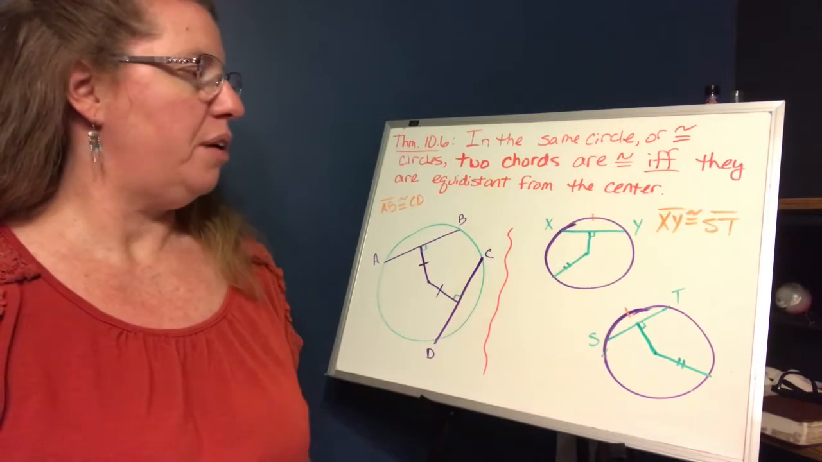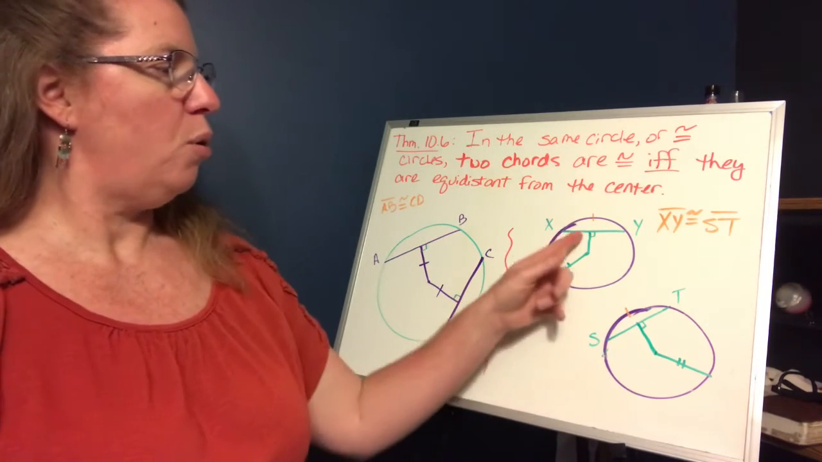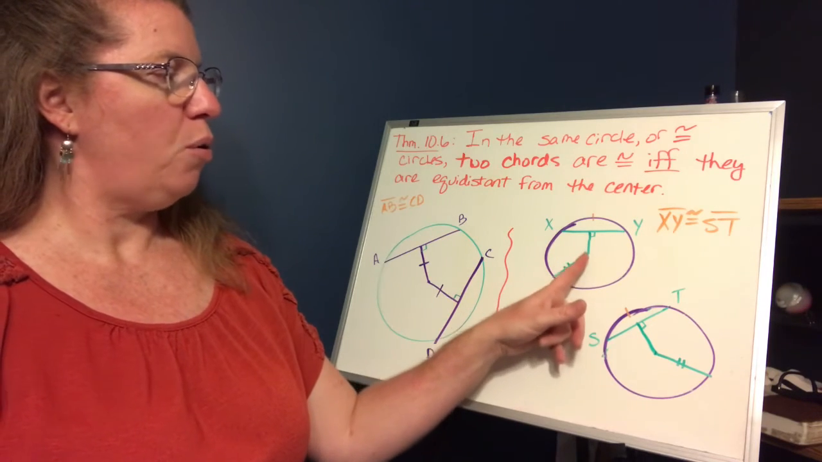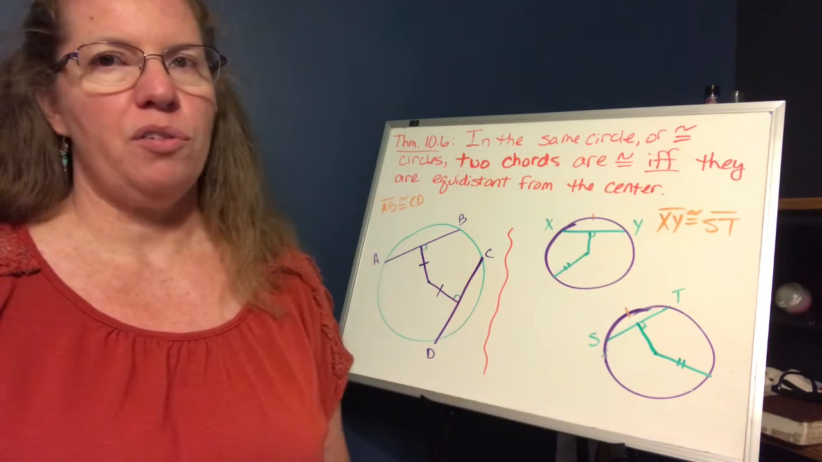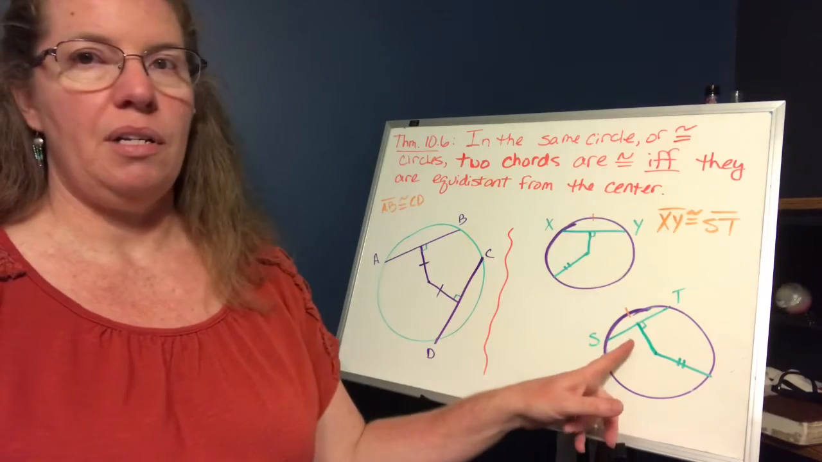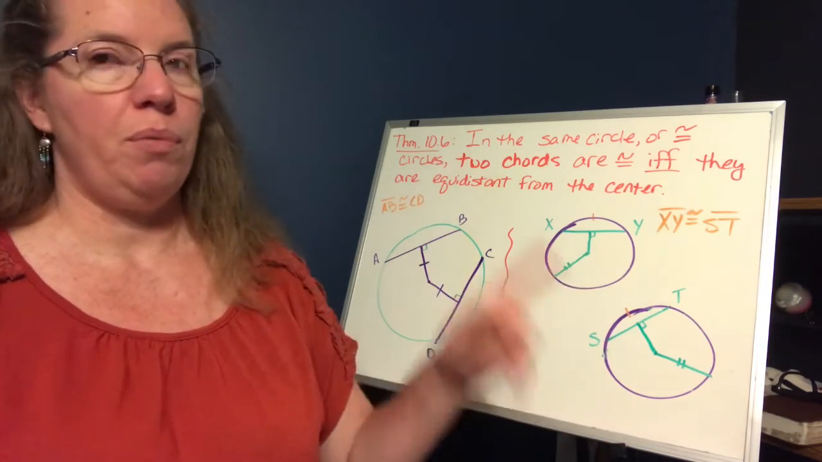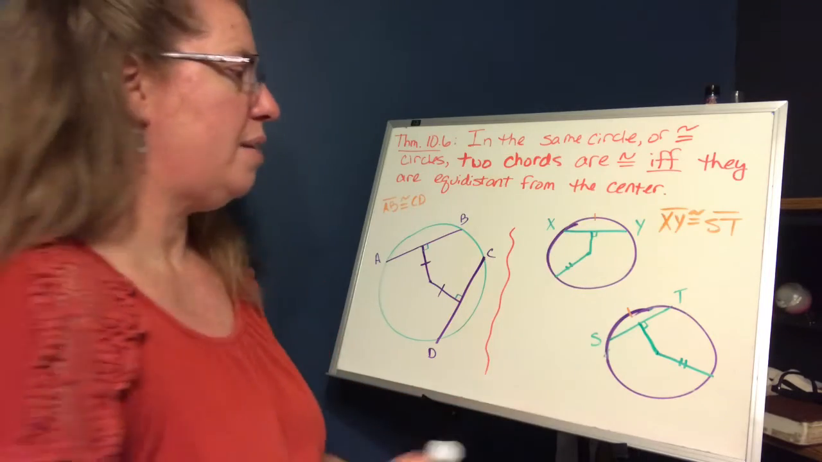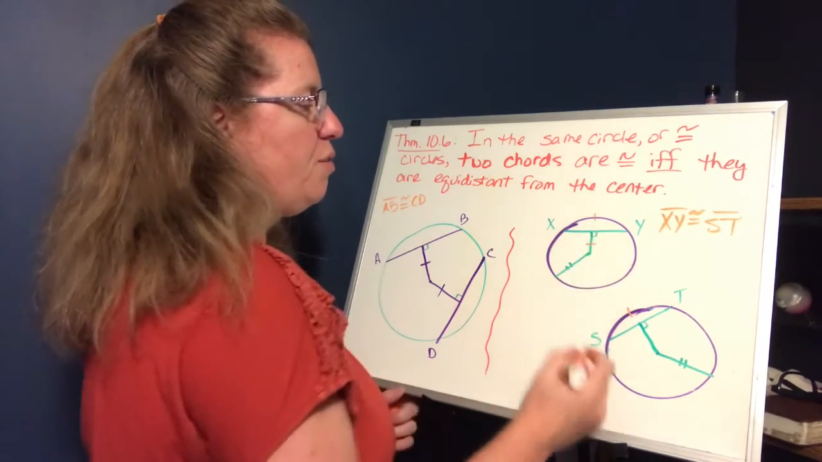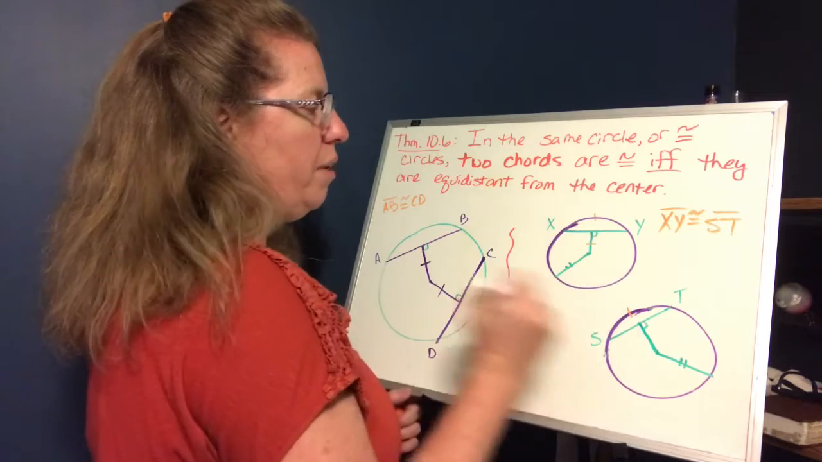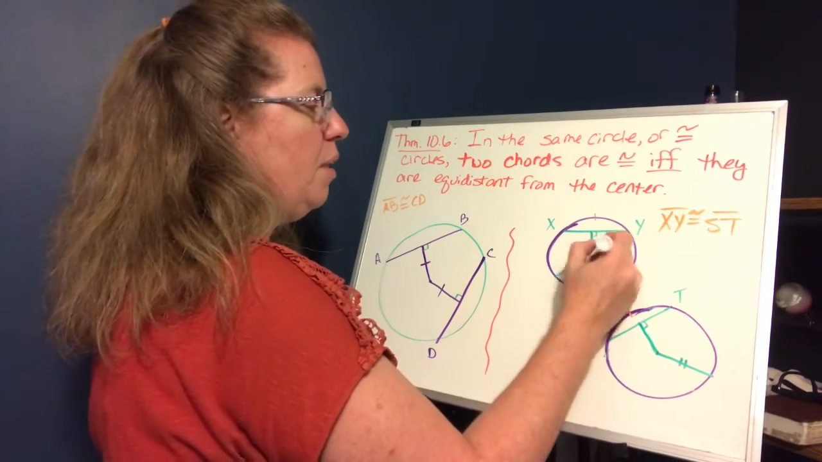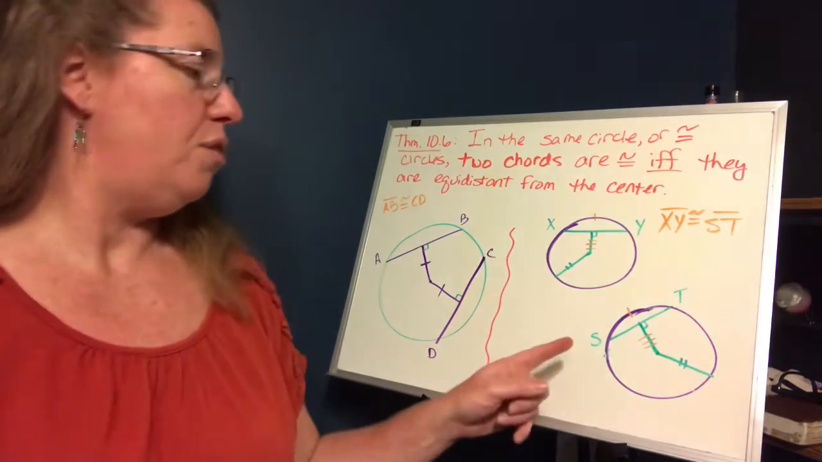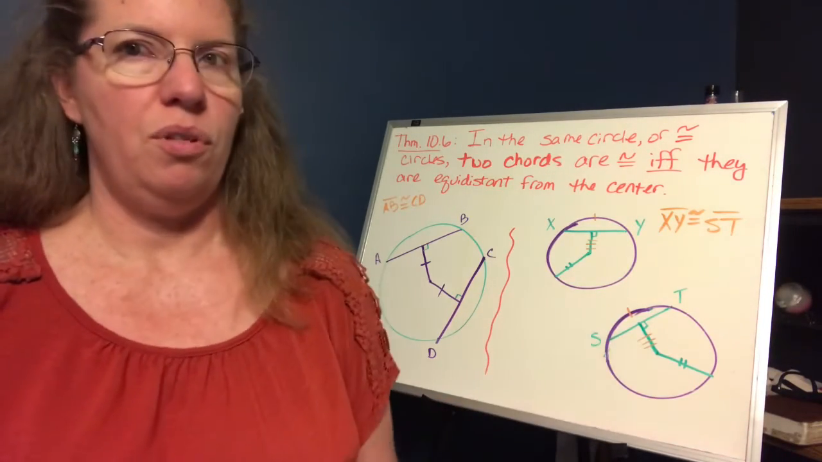Now from this theorem, we know that if our chords are congruent, then the distance from the chord to the center must also be congruent. Notice the distance must, again, be perpendicular. So from this theorem, we know if XY is congruent to ST, then the distance from XY to the center is going to be congruent to the distance from ST to the center.